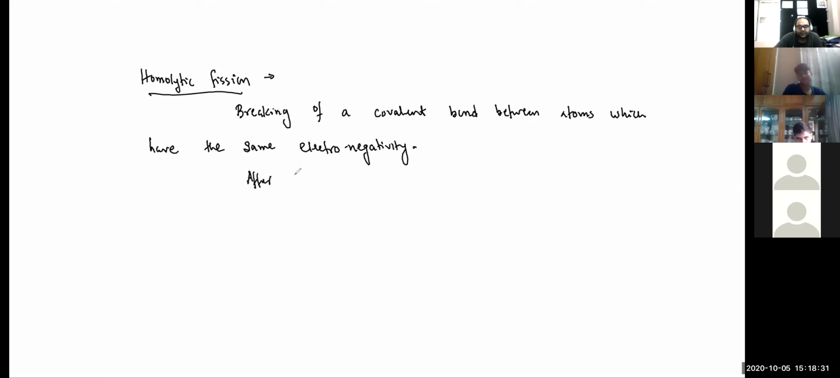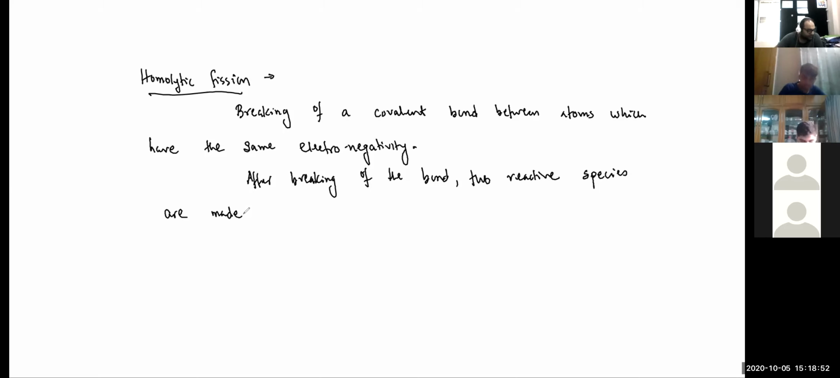After breaking of the bond, two reactive species are made, which are called free radicals.